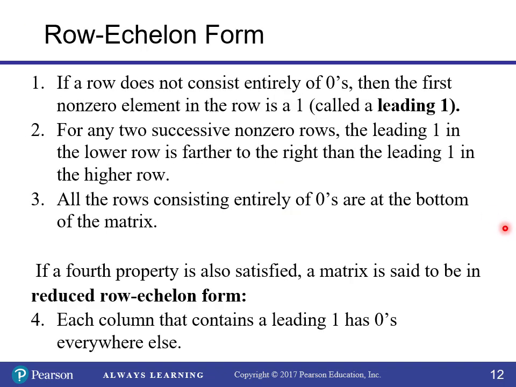Okay, let's look at row echelon form. So that's what we call it when you get that diagonal of 1s. So if a row does not consist entirely of zeros, then the first non-zero element in the row is a 1, called the leading 1. Okay, so whatever's in your first row should have a 1. For any two successive non-zero rows, the leading 1 in the lower row is farther to the right than the leading 1 in the higher row.